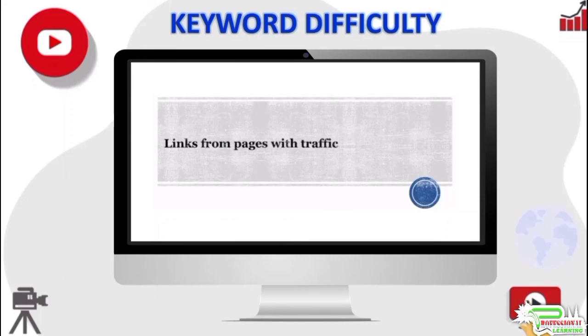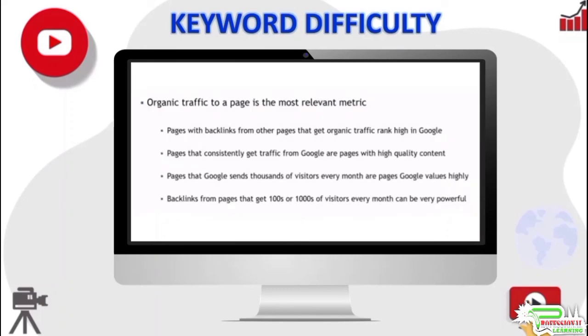Organic traffic to your page is perhaps the most relevant metric we need to pay attention to. If a page has backlinks from several pages that get organic traffic from Google, chances are Google will rank that page pretty high in the SERPs. Google does not send much traffic to low quality pages. Pages that consistently get traffic from Google are usually pages with high quality content, and pages that Google sends thousands of visitors to every month are pages Google values very highly.